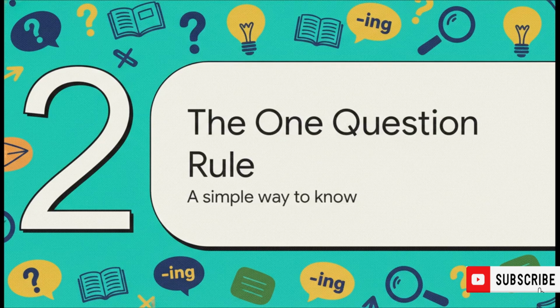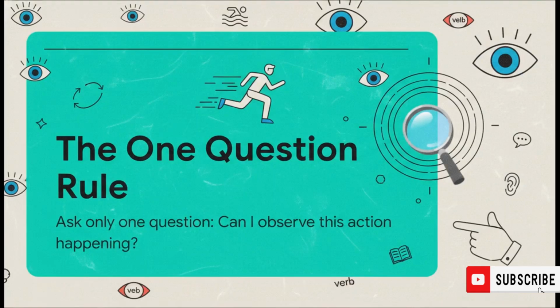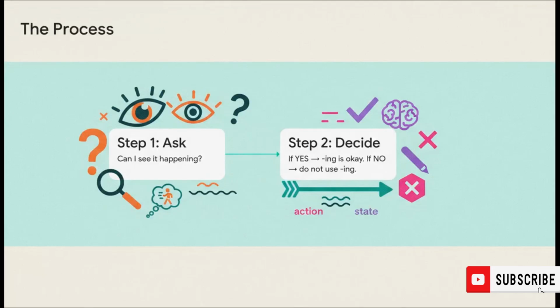To make this easy, we're going to use one very simple, very powerful tool. It's called the one-question rule. This is it. This is the only question you need to ask yourself. Ready? The question is, can I observe this action happening? Or, to make it even simpler, can I see it with my own eyes? It's just two easy steps. First, ask the question, can I see it happening? If the answer is yes, then adding ing is okay. If the answer is no, then you don't use ing.